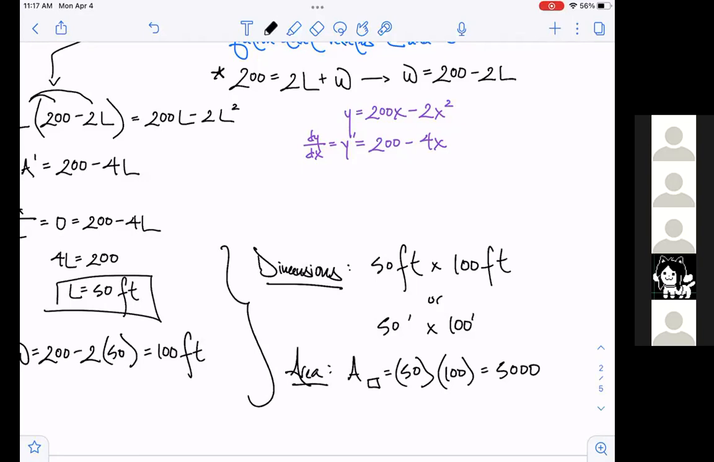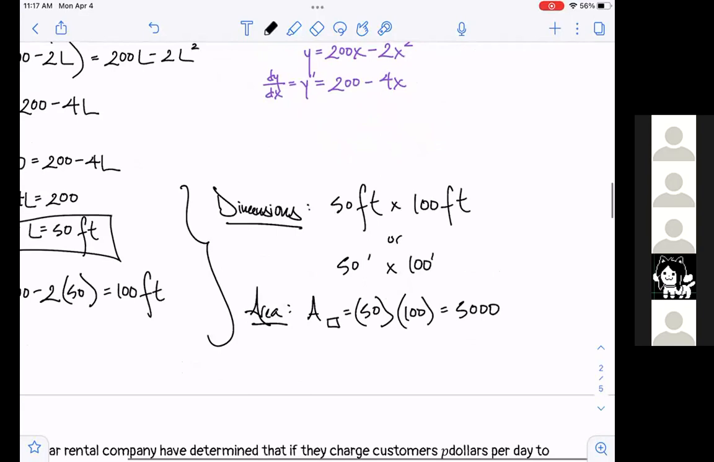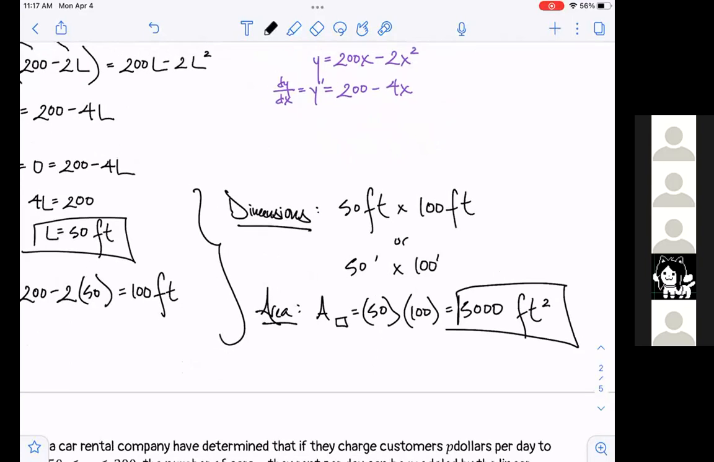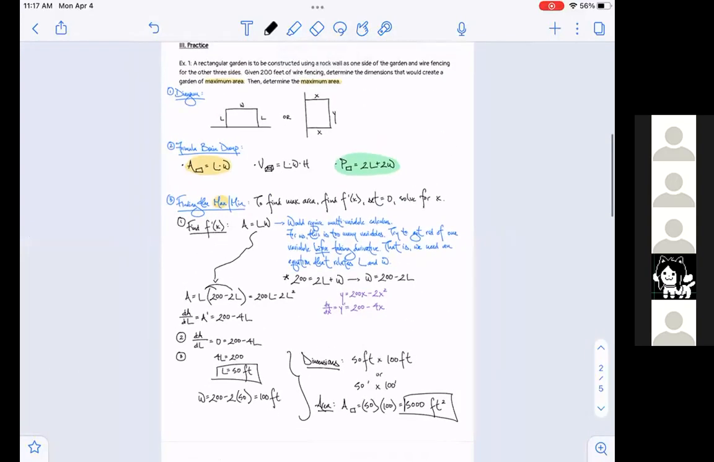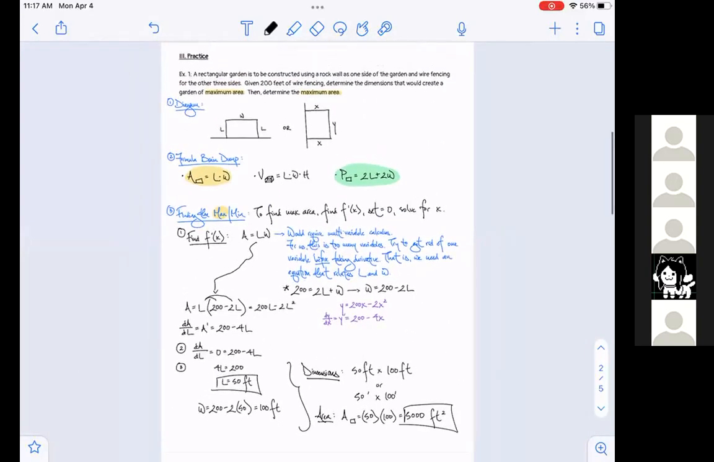Feet squared. Great, it's going to be feet squared. All right, so we've got our dimensions, we've got our area. We now have completed that problem, okay? So we've got our diagram, a formula brain dump, and finding that maximum or minimum, all right? That is sort of the general flow of these kinds of problems.